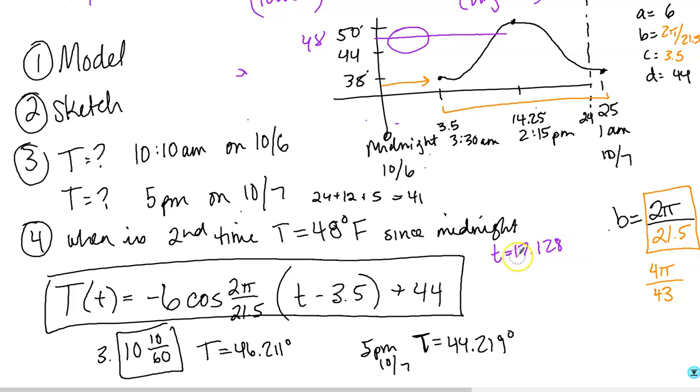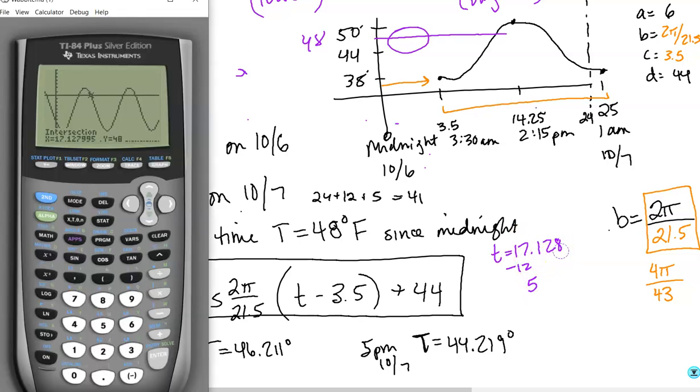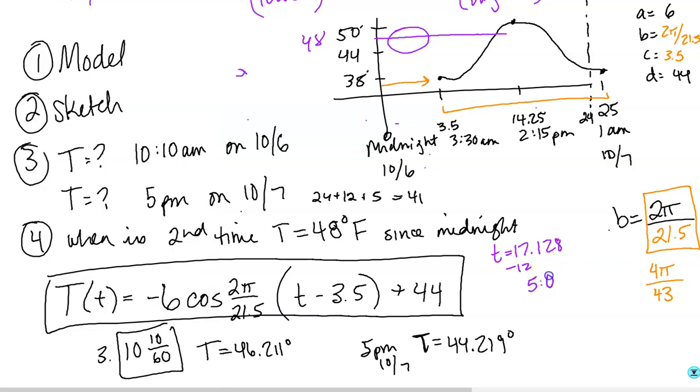Now, if you want to get more technical, 17 hours, if you wanted to put it into the clock, I would take away 12 because that would be getting me to noon. So this is going to be at 5 p.m. And then I have to change 0.128 into minutes. I could do that too. So there we go. This is about 5:08. So about 5:08 p.m.